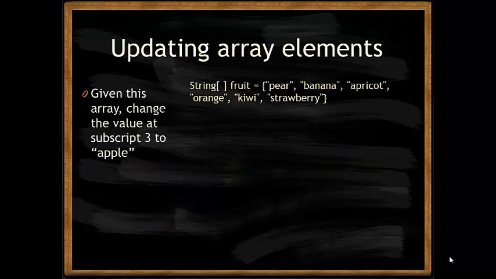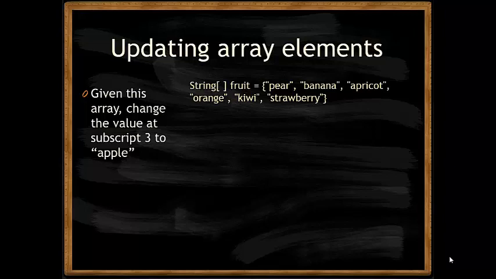We can also update array elements. Let's take a look at this array. It's a string array, and I named it fruit, and again, I gave it some starting values. I gave it pear, banana, apricot, orange, kiwi, and strawberry. But now I want to change the value that is at position 3 to be apple. So which value is that going to replace? Take a look at the array and tell me which value is going to be replaced with the word apple.